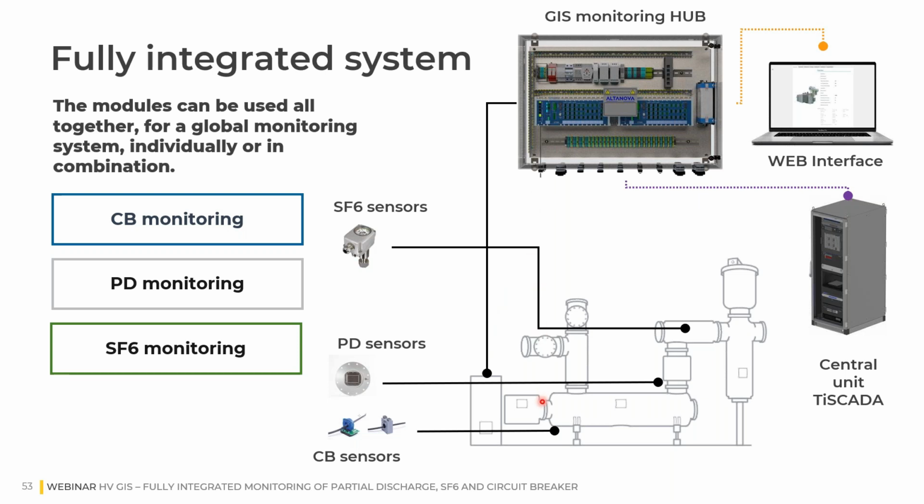We can acquire locally through a GIS monitoring hub that is normally installed close to the GIS, and again with the onboard data storage capability, so the data can be visualized with a common laptop, for example, using the embedded web interface, or the PDs can be connected to the central unit. We can have all the information.